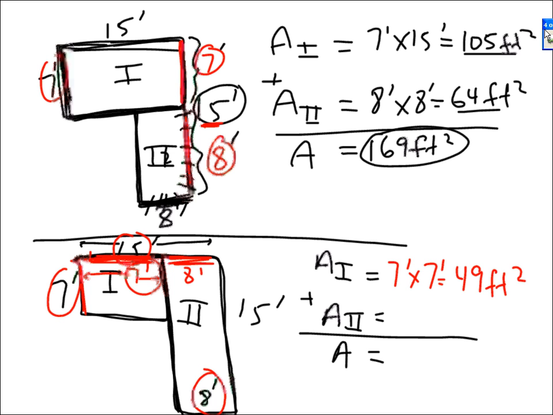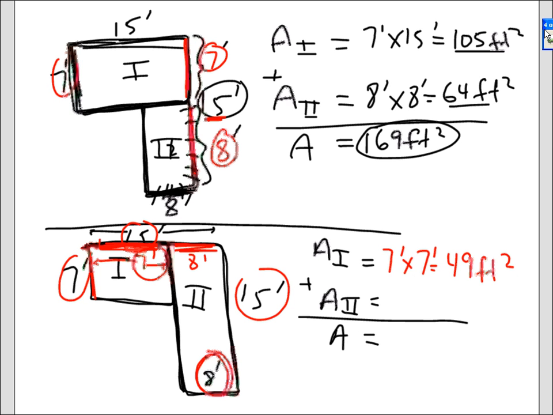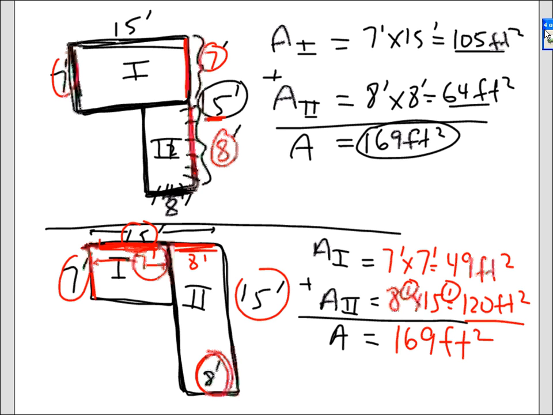Okay, region 2 is a bit easier. It's simply 8 feet by 15 feet. 8 times 15 is 120. Foot times foot, square feet. Well, 49 plus 120 is 169, in this case, square feet. Same answer as before. Same problem, same answer.